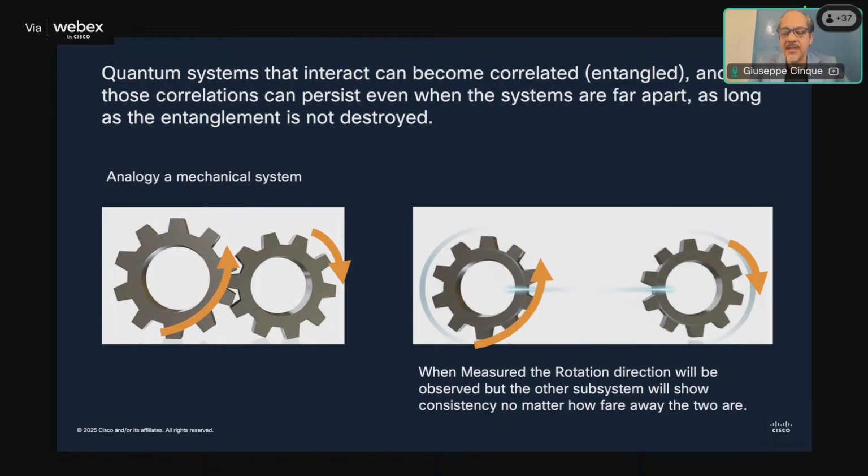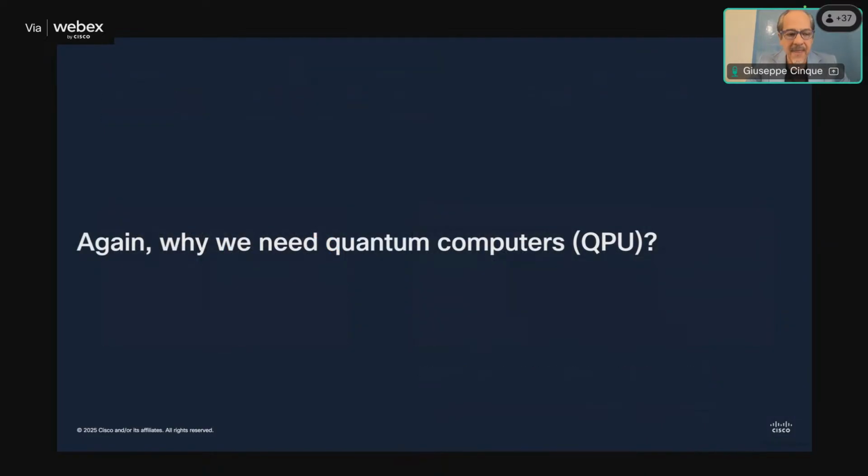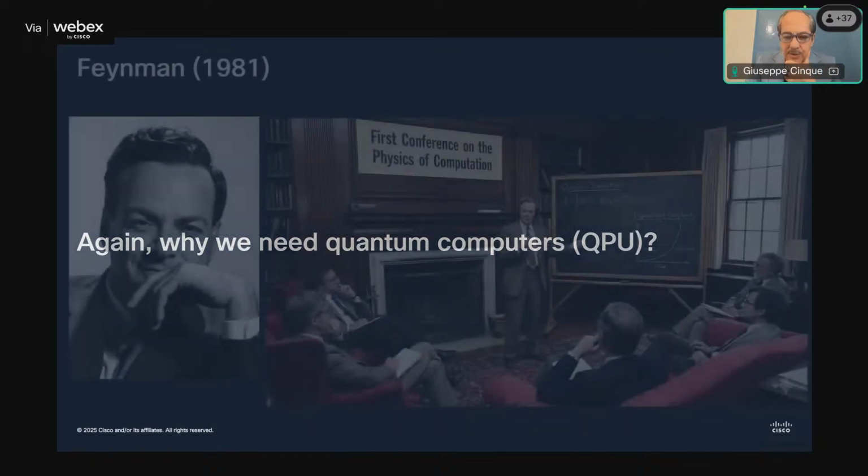So that's kind of what Einstein couldn't accept. So again, how does this apply to quantum computers?